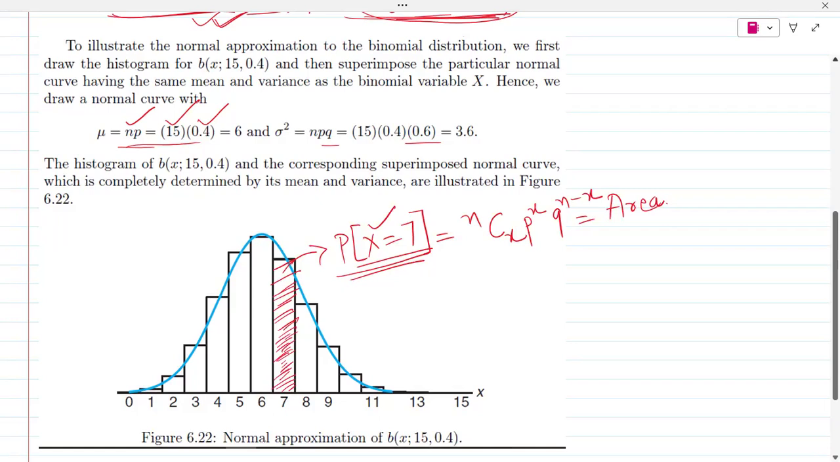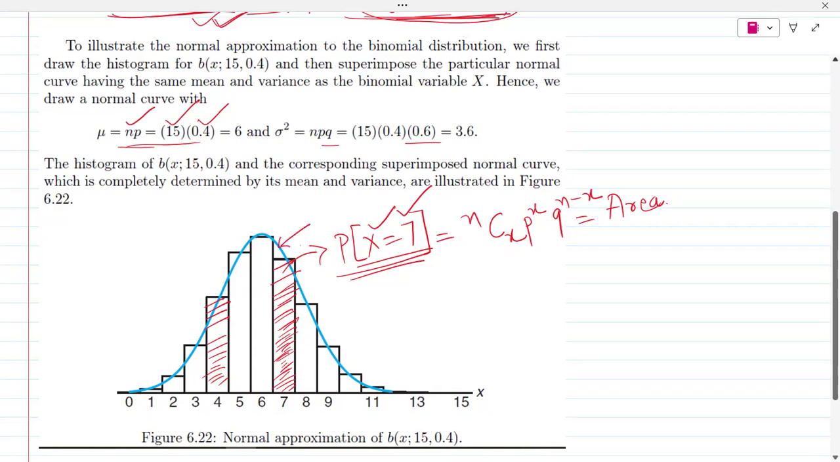Similarly, what is this one? This area is nothing but the probability that x, the binomial variate, takes the value 4. Okay, so this is one graph, the histogram. Now there is another graph, which is in the blue color. Actually, this is the normal probability curve. We have already discussed during our lectures that this graph is a normal, inverted bell-shaped curve.